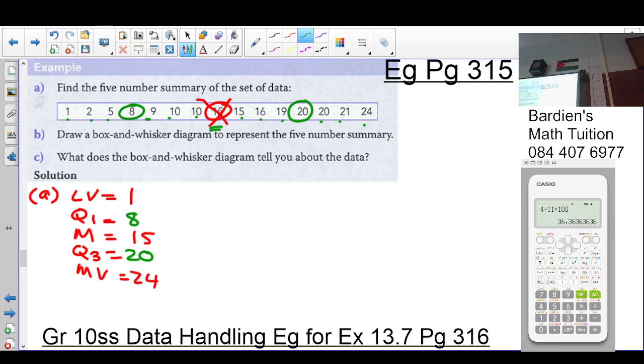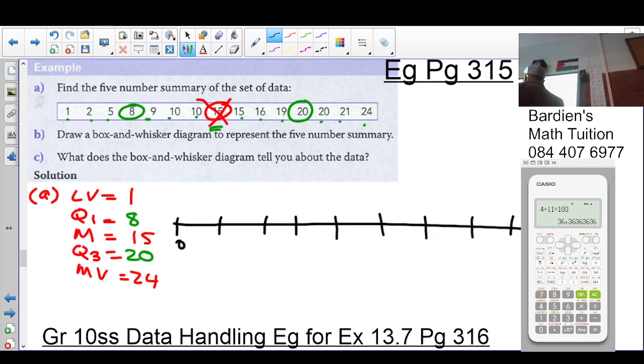Now I'm going to draw a box and whisker diagram. The lowest value is 1, the maximum value is 24. So what I do is, I draw a number line. 0, 2, 4, 6, 8, 10, 12, 14, 16, 18. So what do I notice? I'm not going to make it that way, so I make it in 3s. 3, 6, 9, 12, 15, 18, 21, 24. If I didn't, I would have erased and made everything 4s. Whatever. You guys understand? Right.